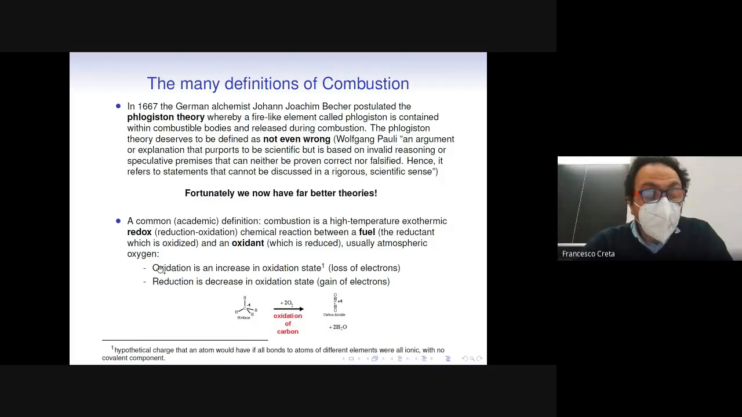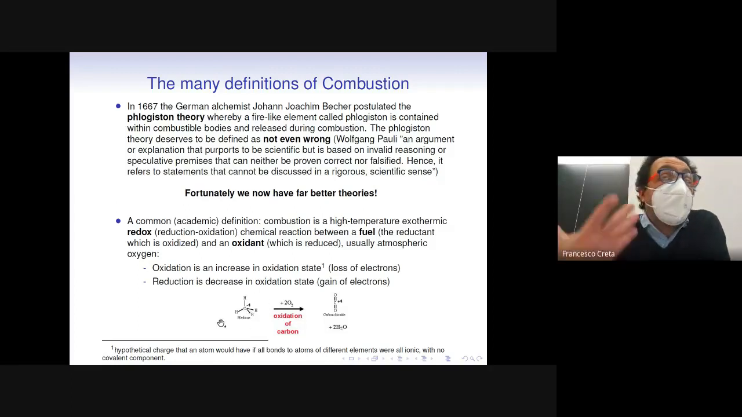Okay, what this means is, well, oxidation: what happens to the fuel is an increase in oxidation state. And reduction is a decrease in oxidation state. So you may have seen, for example, in a molecule like CH4, which is the simplest hydrocarbon that you can imagine, one atom of carbon and four atoms of hydrogen, there is an oxidation state for each atom within this molecule.